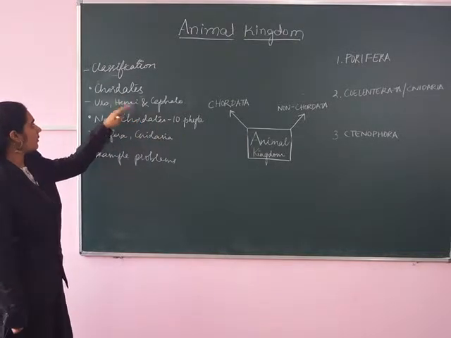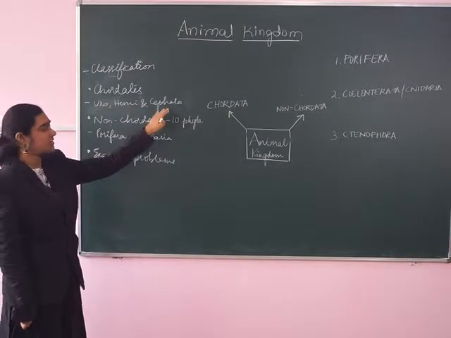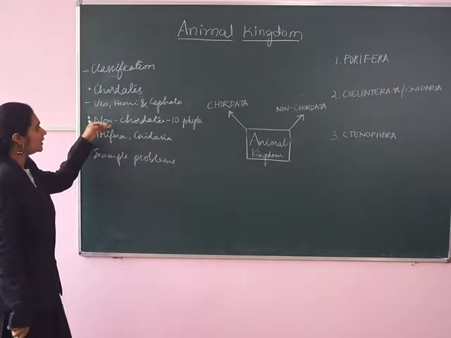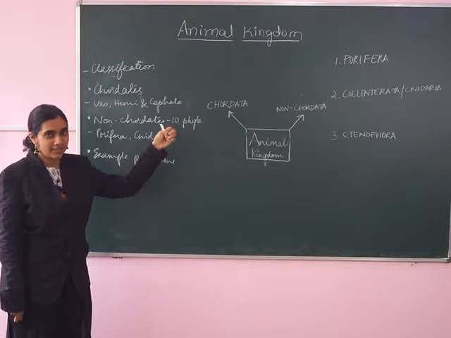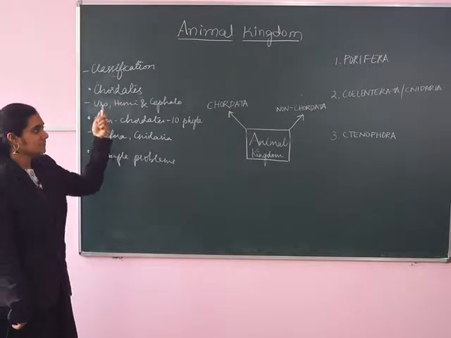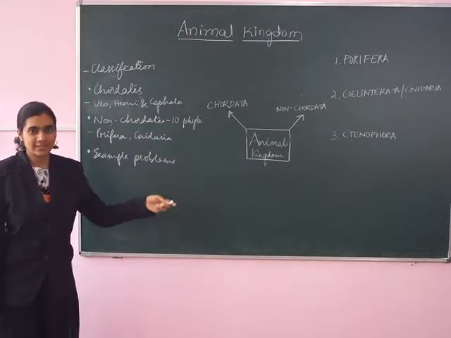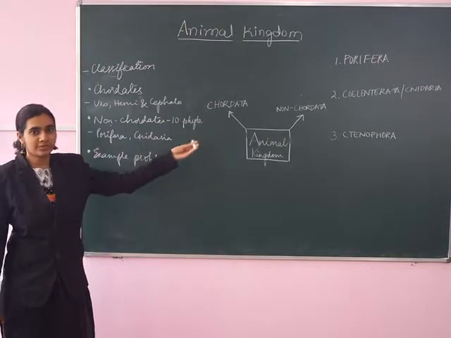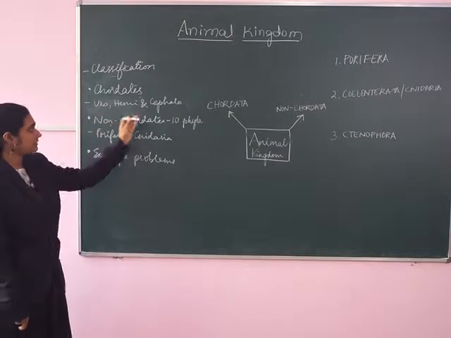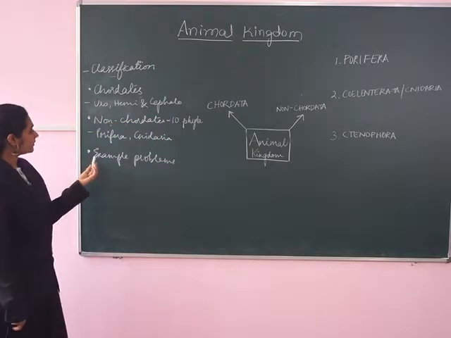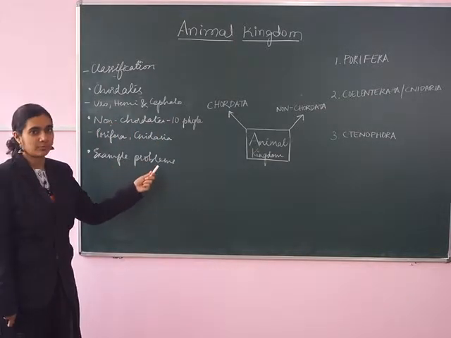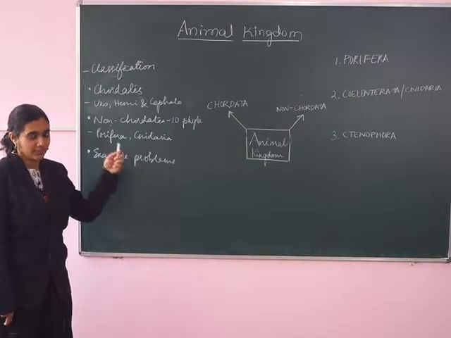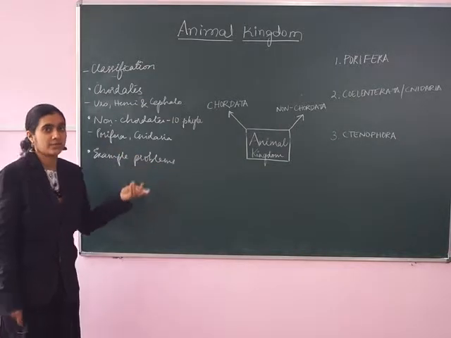The chordates, as you all know, have the uro, hemi and cephalochordates in them, whereas the non-chordates have 10 phyla in them, namely Porifera, Ctenophora, Coelenterata, etc. We'll get into that a little later. After a brief introduction about the non-chordates and the 10 phyla, we're going to be working out a few example problems from the NEET and other competitive examination perspective.